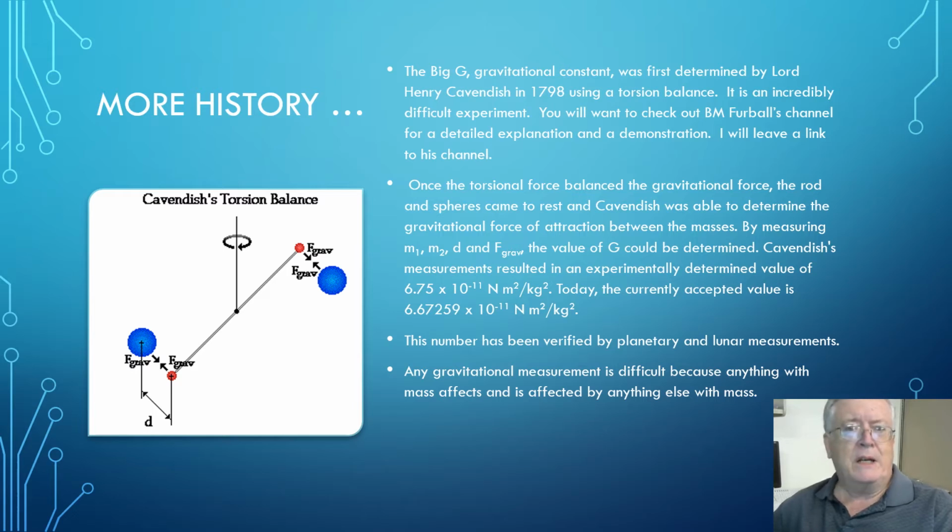Big G, the gravitational constant, was first determined by Lord Henry Cavendish in 1798 using a torsion balance. And I think you've seen this around. Over here is a diagram showing kind of how it works.